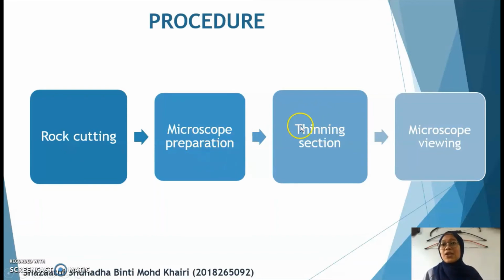Next is the grinding section. The slide was placed on the specimen holder of the grinding machine, and then the rock was slowly thinned to 30 micron meter and then polished using sandpaper. And lastly, for the microscope viewing, the slide was placed in the slide compartment of the microscope.